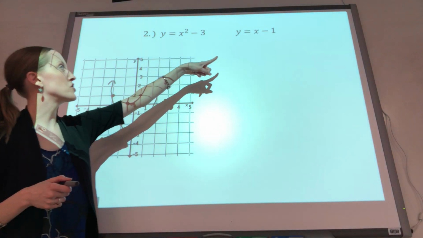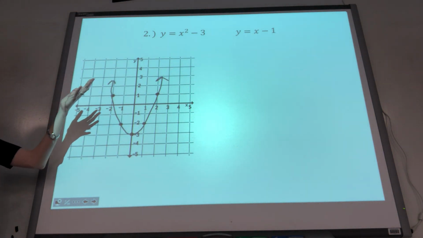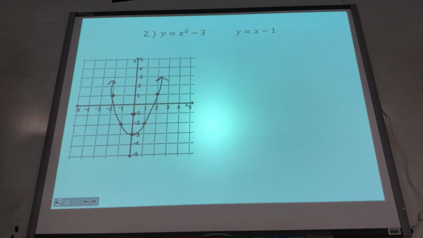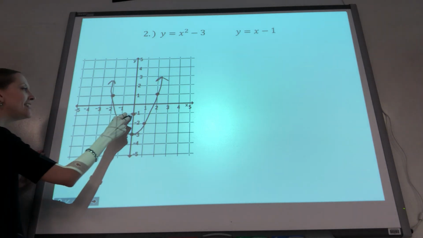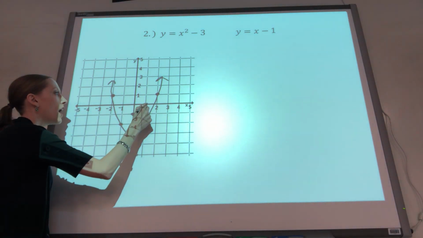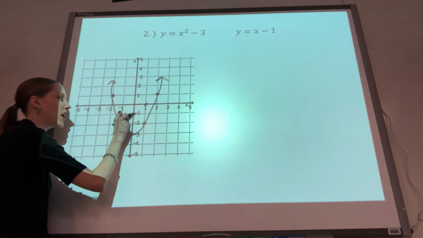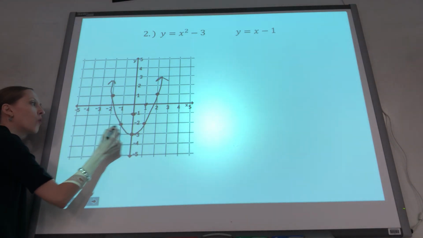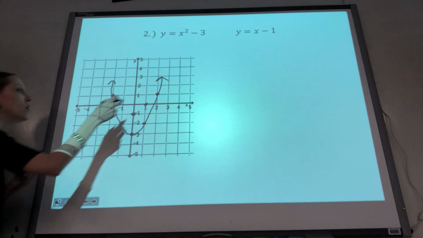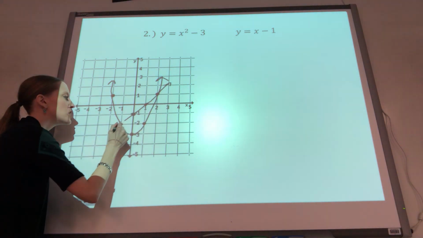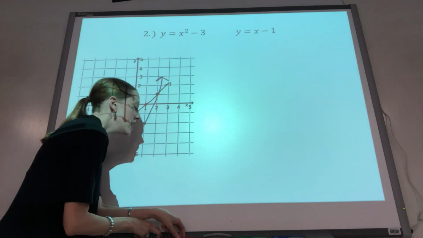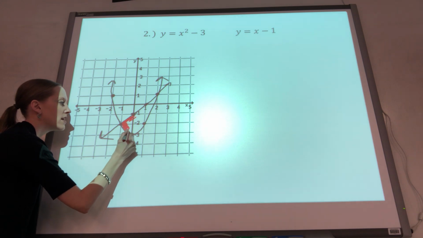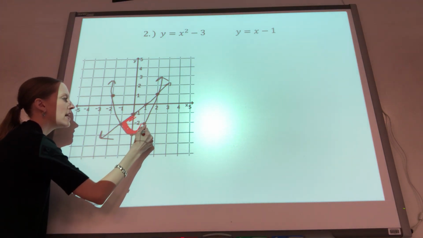Now the second function is just linear. It's a line with a slope of 1 shifted down 1. So I've got a y-intercept at -1, slope of 1. I can see right there where it's going to hit that parabola. And I can see down here where it's going to hit that parabola. So we don't have to go too far. Now, as far as our shaded region, it would be right here in the middle.